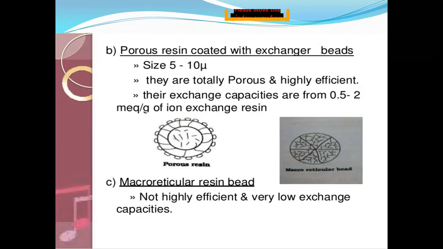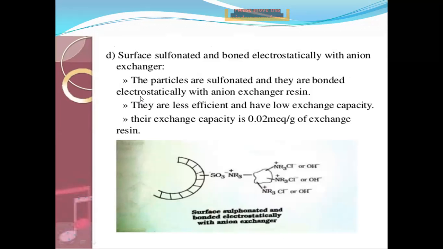Next, macroreticular resin beads. These are not highly efficient and have very low exchange capacities. And the last one is surface sulfonated. The surface of that resin is coated and contains sulfonated groups, that is SO3H, bonded electrostatically with an anion exchanger. These particles are sulfonated and they are bonded electrostatically with ion exchange resins.